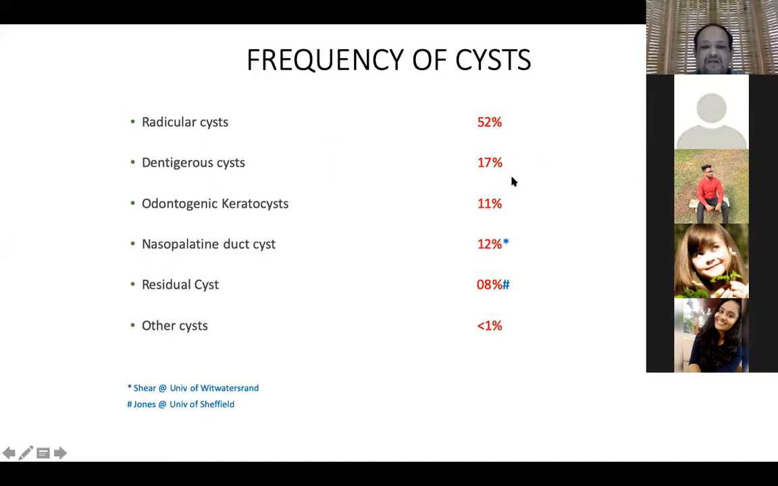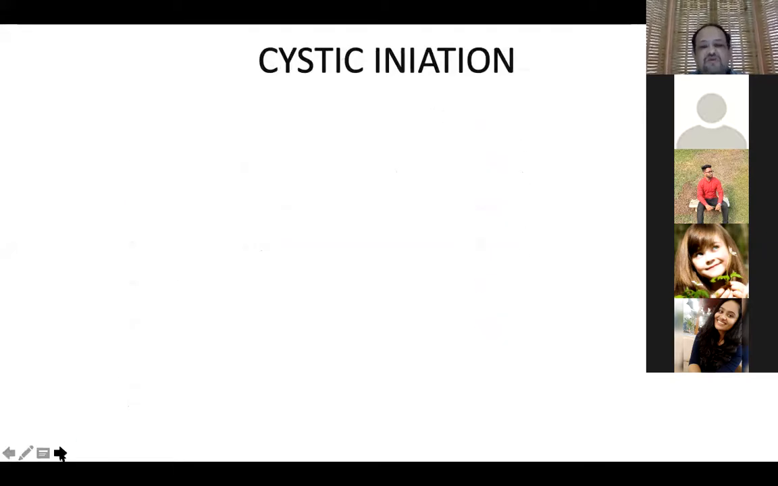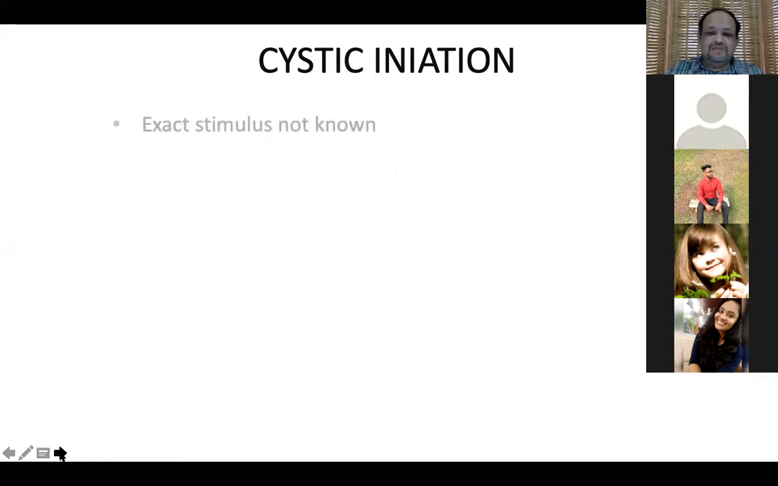The next one is the dentigerous cyst. The third one is the odontogenic keratocyst. Then you have all the other cysts, which are a minority as compared to these three. So we need to know clinically and theoretically about the radicular cyst, the dentigerous cyst, and the odontogenic keratocyst, and you are much aware of what happens actually.